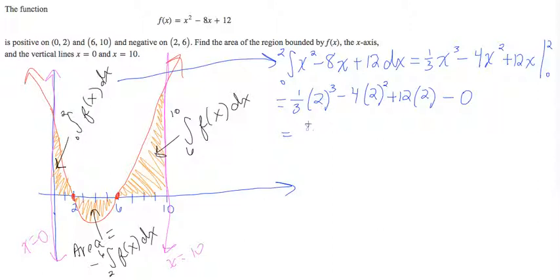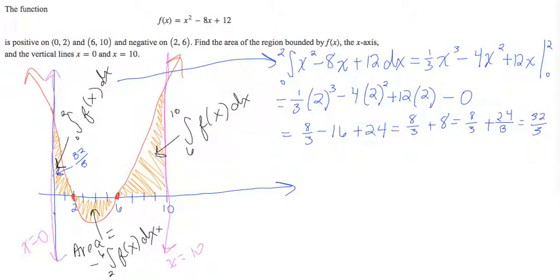So 2 cubed is 8, so we get 8 thirds. 2 squared is 4, times 4 is minus 16, plus 24. Combining these two, 24 minus 16 is 8. So it's 8 thirds plus 8. Getting a common denominator, that's 8 thirds plus 24 thirds. I'm rewriting the number 8 as 24 thirds. And then 24 plus 8 is 32. So this area right here is 32 thirds.